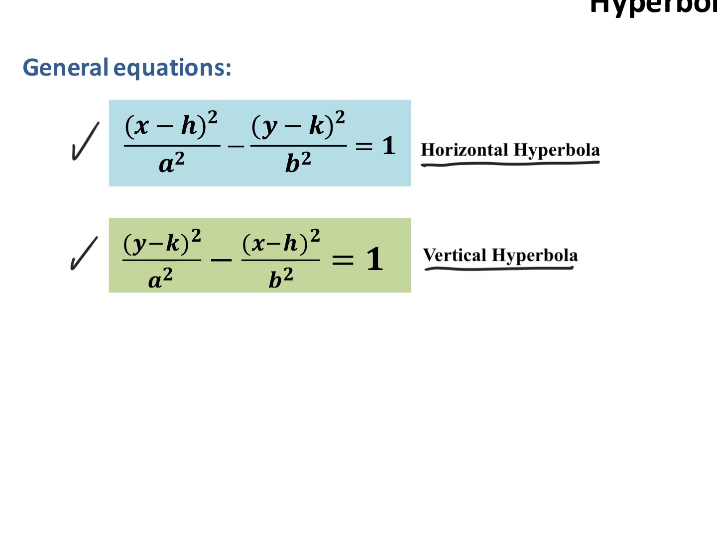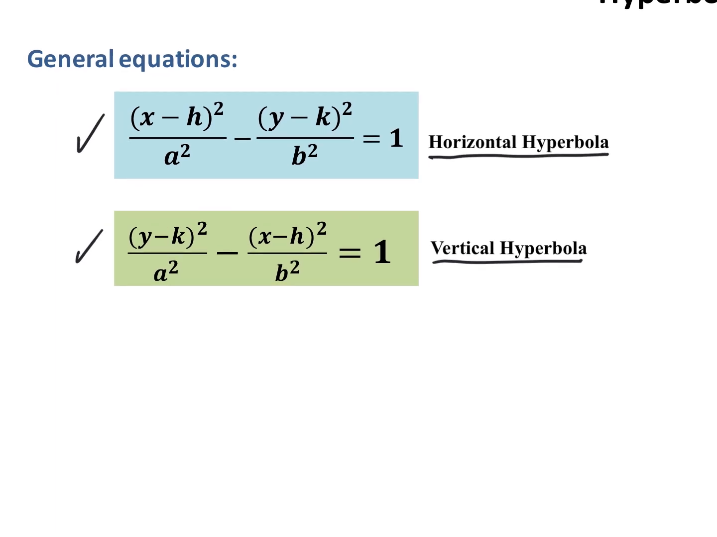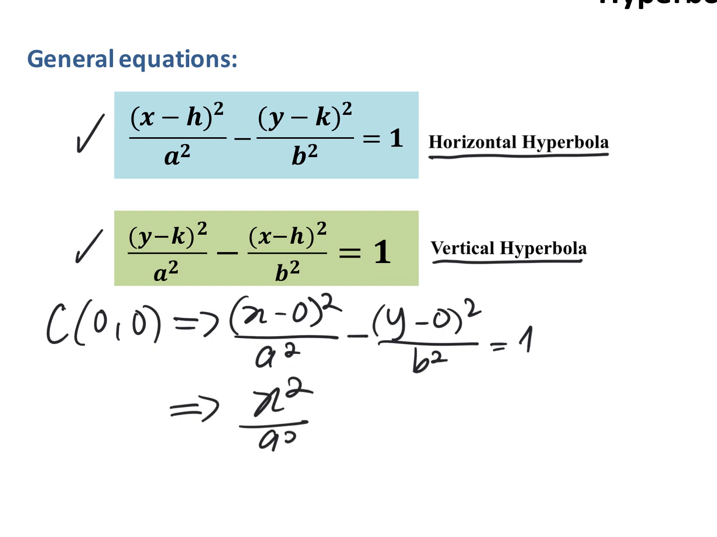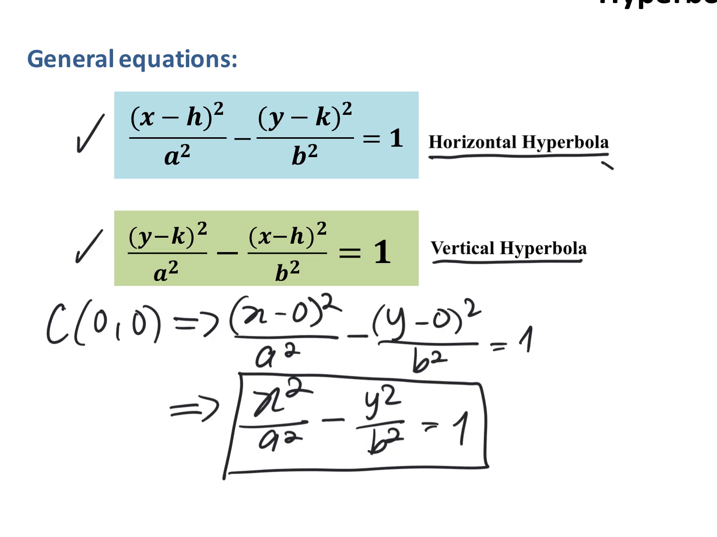So if we're going to create a horizontal hyperbola where the center is located at the point of origin, then this is going to give us (x - 0) squared all over a squared minus (y - 0) squared all over b squared is equal to 1. Let's simplify everything. This gives you x squared over a squared minus y squared over b squared is equal to 1. So this is now the formula for our horizontal hyperbola with its center at the point of origin.